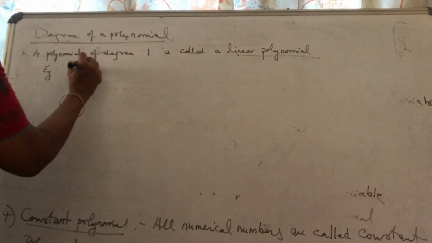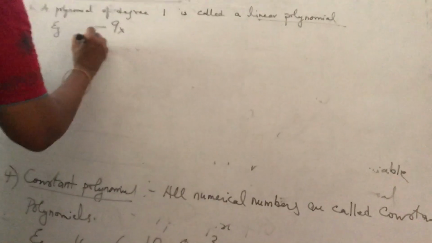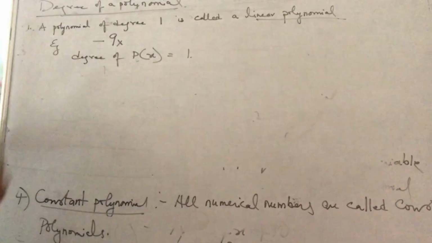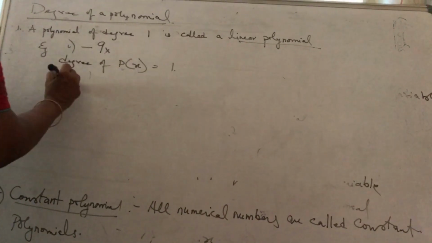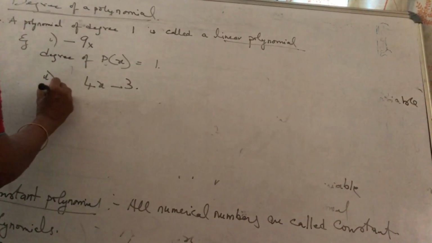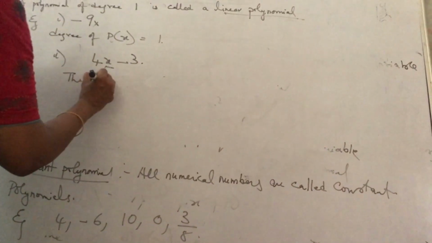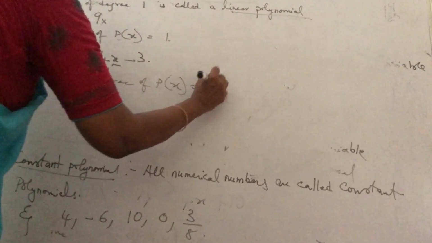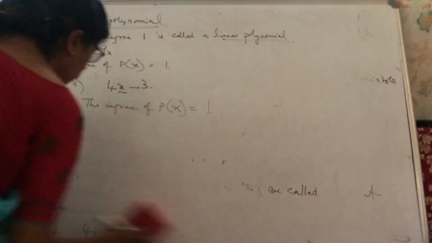Example: minus 9x. Degree of p of x is equal to 1. Highest power of x is 1. Yes. Second one, 4x minus 3. It is a linear polynomial. Why? Because the highest power of x is 1. The degree of p of x is equal to 1.